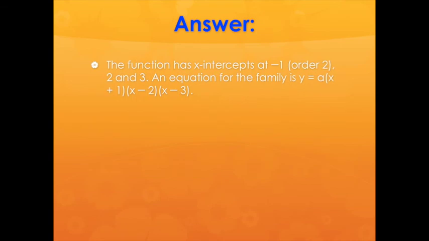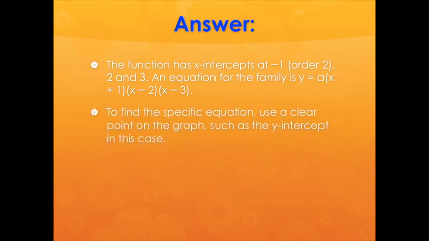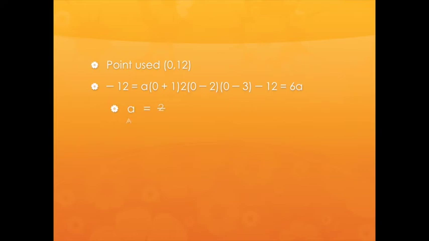We use the factored form equation and sub in all the x-intercepts, which will give us (x plus 1), (x minus 2) and (x minus 3). To find the specific equation, use a clear point on the graph such as the y-intercept in this case. So here we will use the point (0, 12). So 12 equals a(0 plus 1)(0 minus 2)(0 minus 3), 12 equals 6a, and a will be equal to 2. And here is the final equation.